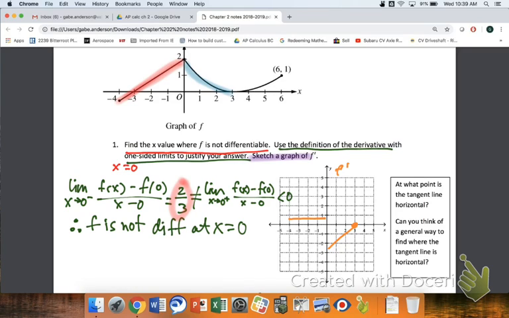And then on this lovely green part, what could we say about the graph of f? It is increasing, therefore the slope of f is positive, therefore f prime is positive. So that's going to show up above the x-axis, so how about that?